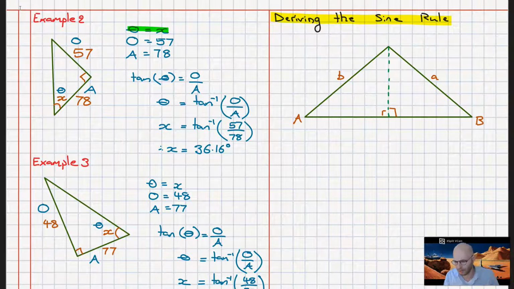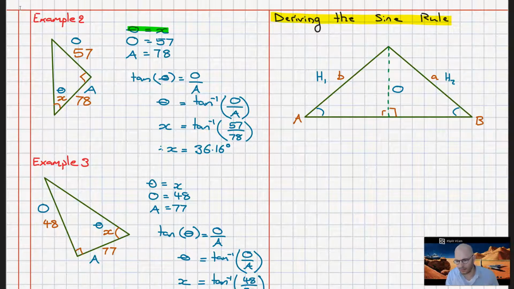Now my next step is I'm going to label these two smaller triangles as if they were right angled triangles. So we've got the hypotenuse in place of b, so we'll call that H1. And for side a, this is also a hypotenuse, so we'll call that H2. Now the side that's shared by the two triangles, we'll call that side O. We won't give it a letter like a or b for now, we'll just leave it as O. And this is all the details we need.